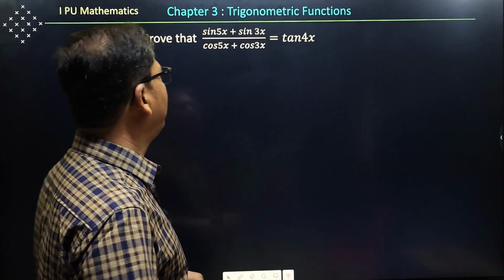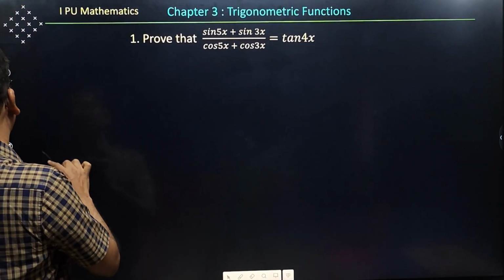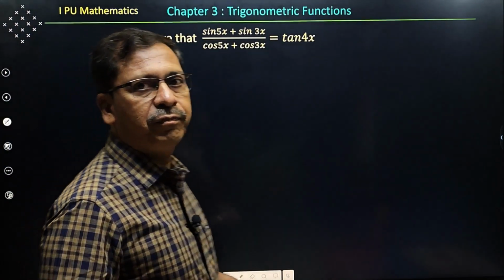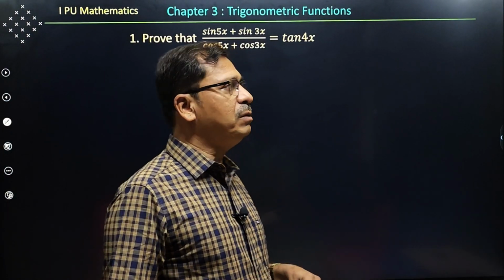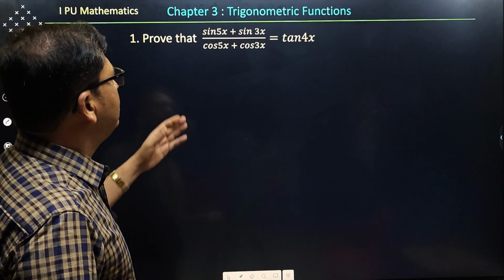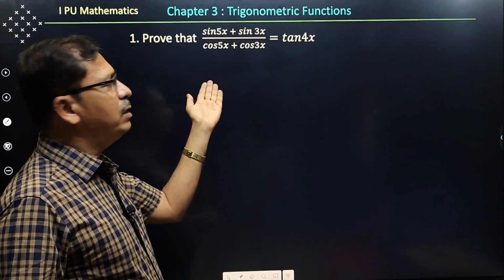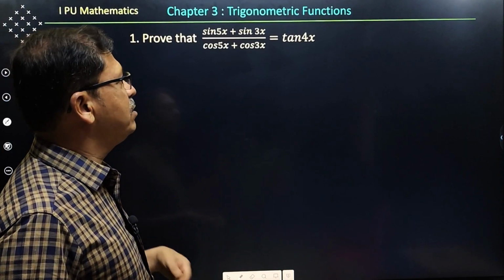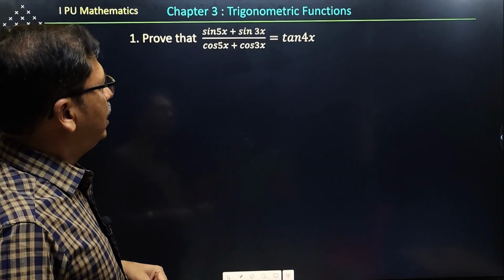Actually, I am continuing the problems on the transformation formulae in today's class, and we are concerned with multiple and submultiple angle properties also here. See the first question: there is a combination (sin 5x plus sin 3x) divided by (cos 5x plus cos 3x). You need to prove this is equal to tan 4x.